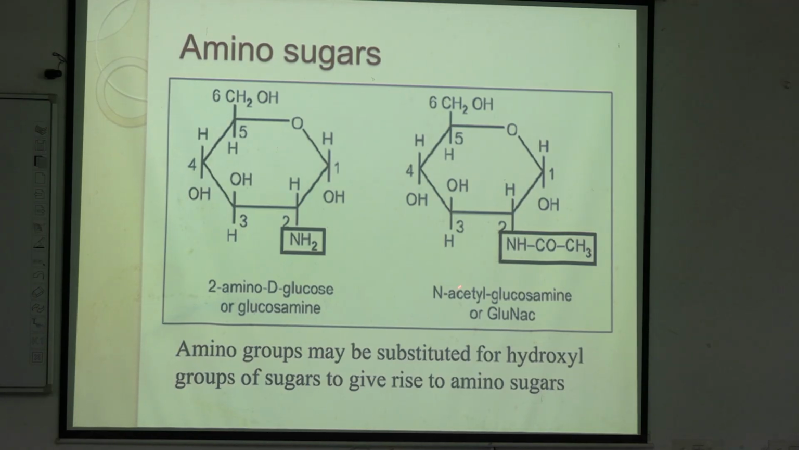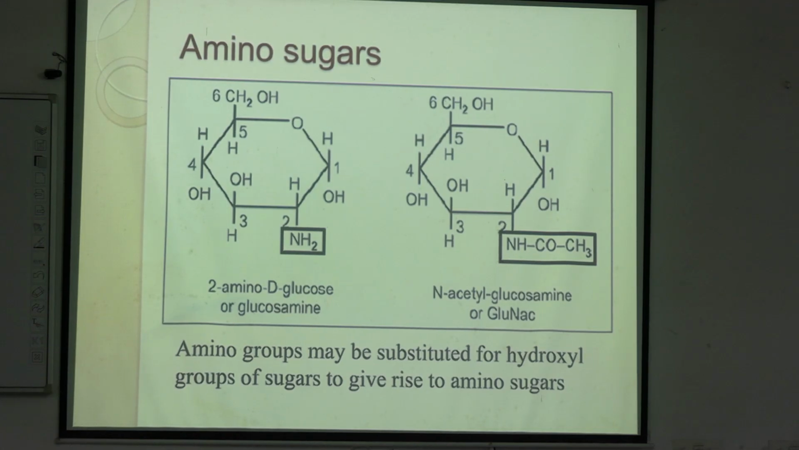Here is another amino sugar, that is N-acetyl glucosamine. If in this glucosamine we add an acetyl group, that is a CH3CO group, it will become N-acetyl glucosamine. N-acetyl glucosamine is another amino sugar used in the formation of mucopolysaccharides. That is why these two structures are very, very important.